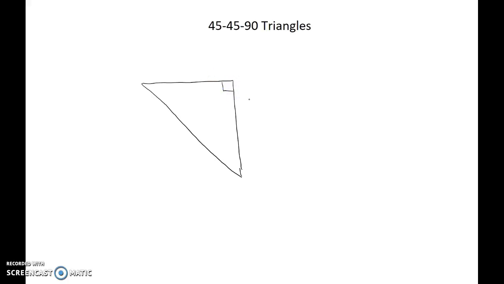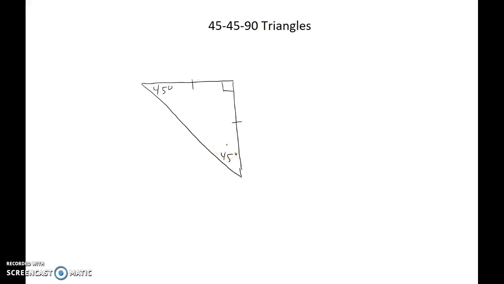So what we're going to talk about first is the 45, 45, 90 triangle, and what that's referring to are the angles. I drew this as best I could to scale. With this triangle, we have an old rule that says if these angles are congruent, then the sides opposite those are congruent, and that's going to form a little isosceles right triangle. So these are always going to be congruent, these are always going to be congruent.